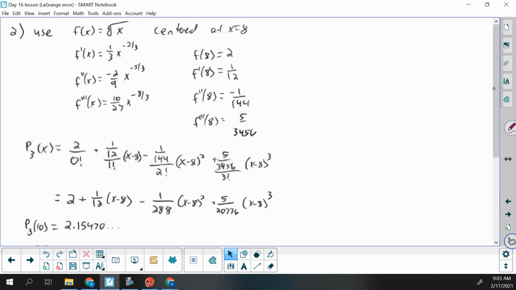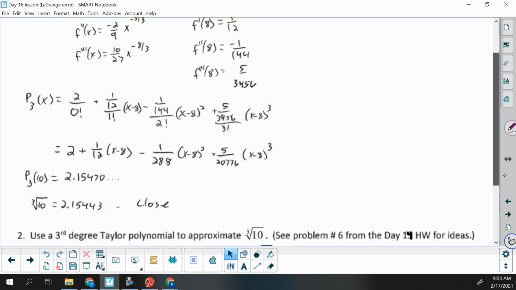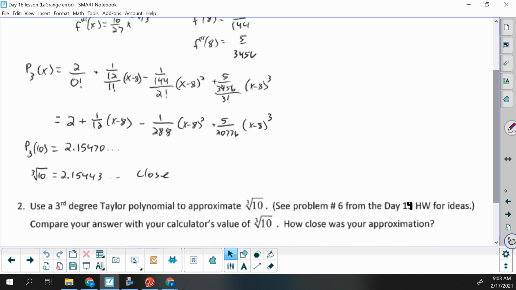And now to get your P3 of 10, that's saying using your third degree polynomial and evaluating at 10, just put in 10 for all the x's and you get the value that is written there. And then if you compare it to what cubed root of 10 actually is, it's pretty close. If we wanted a better approximation, we could add more terms.